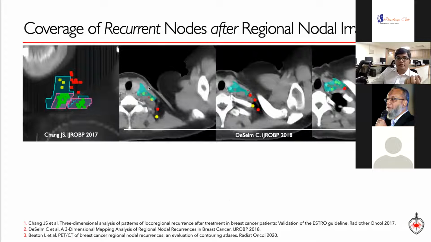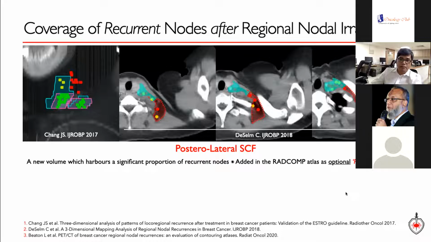When I say the posterolateral triangle, this is where the RTOG contour for these 3 levels are. These small dots are where the recurrences have occurred. Whether you look at it from a 2-dimensional or a 3-dimensional point of view, you will find these red dots are actually outside this blue line, which is the RTOG SCF, and this purple contour, which is the ESTRO SCF. This area is now known, in the RADCOMP guidelines, as the posterolateral SCF. This is a new volume that has been added to the RADCOMP, like I said, as a posterior neck CTV.